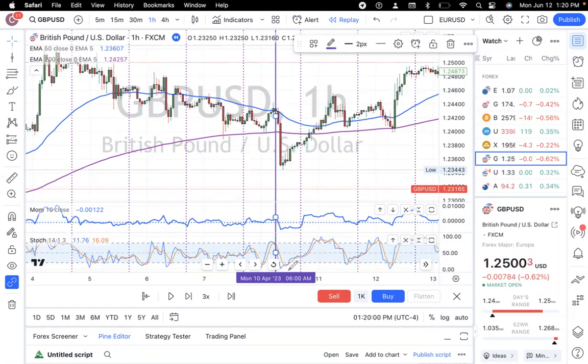And I can't leave without pointing out this example right next to it. Cross back up into the safe zone, went back up. Look at this, y'all. It just keeps happening. Cross back down, went back down. Cross back up, went back up.